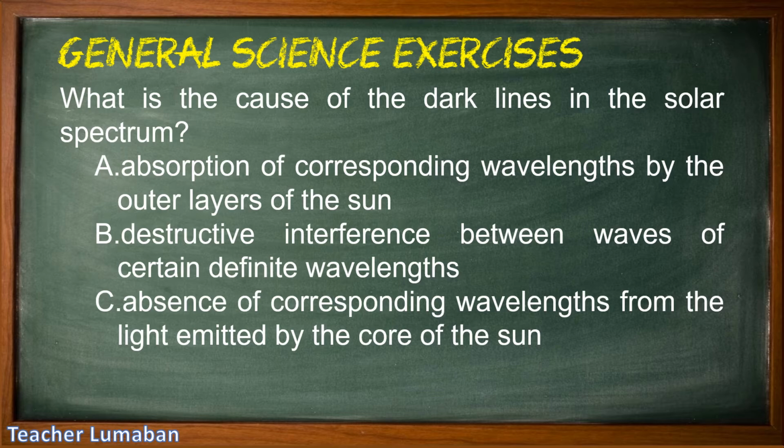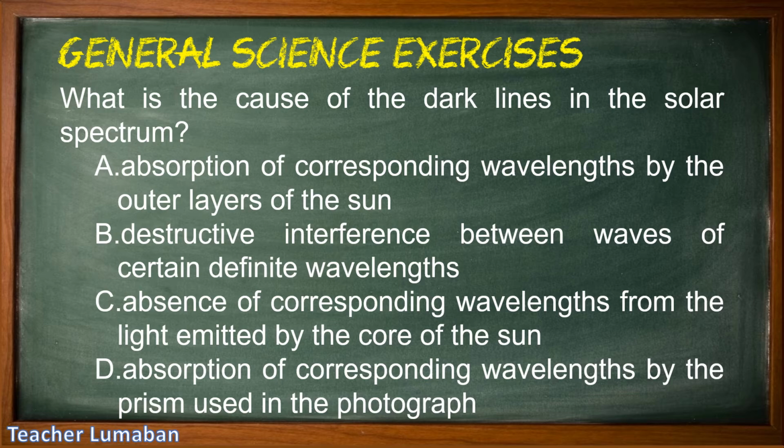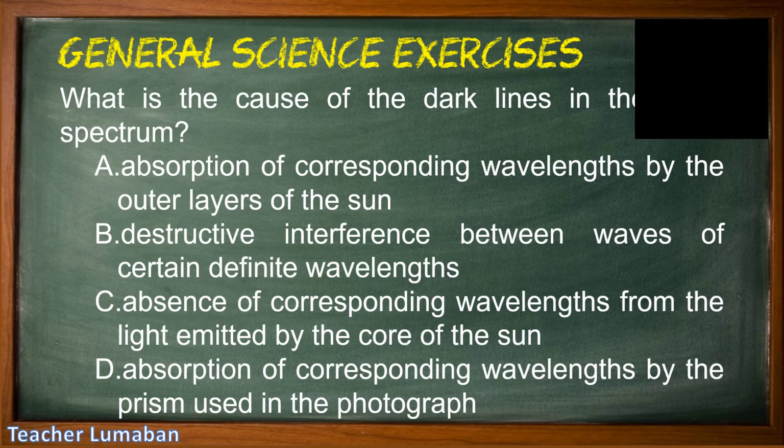Letter C, absence of corresponding wavelengths from the light emitted by the core of the Sun. Letter D, absorption of corresponding wavelengths by the prism used in the photograph. Choose the suitable answer to the following choices in 5 seconds.